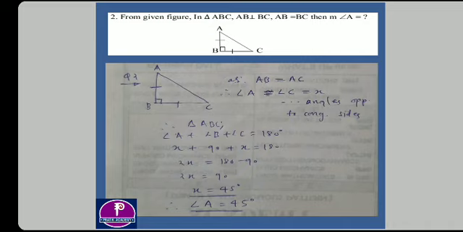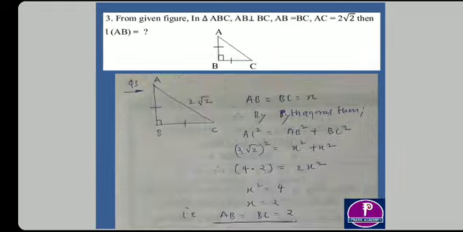Then in triangle ABC, AB is given perpendicular to BC, AB is equal to BC. Then find measure of angle A. So as AB is equal to BC, therefore opposite angles are congruent. So angle A is congruent to angle C. Then in triangle ABC, sum of all angles is 180 degree. Therefore, putting values, we get x is equal to 45 degree. That is angle A equals to 45 degree.